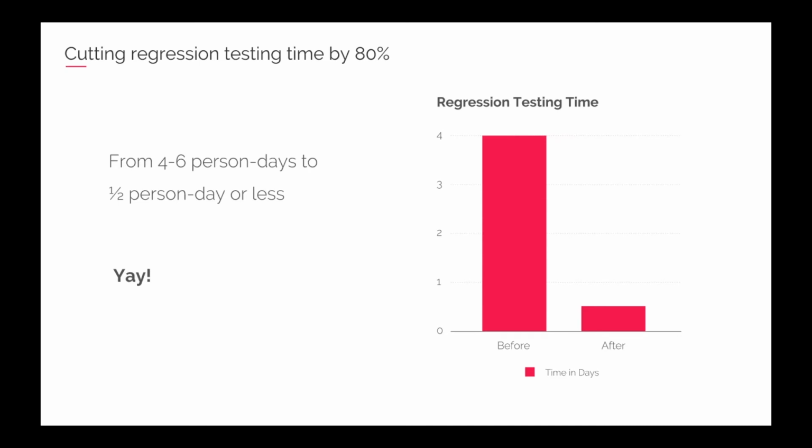So in fact, all of the projects at You.i that use Test.io currently have completely crowdsourced their regression testing. So we only spend about half a person day, sometimes even less, just sending the build and reviewing the bugs that come back, if any come back. And so yeah, yay. So basically we've successfully cut down our regression testing time by 80% on the projects that use it.